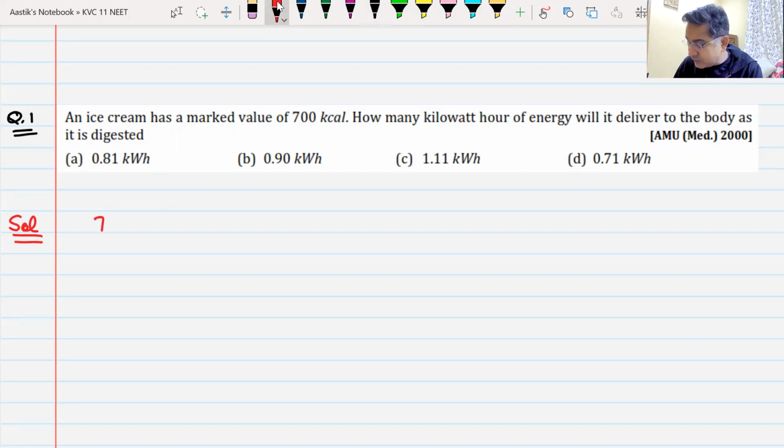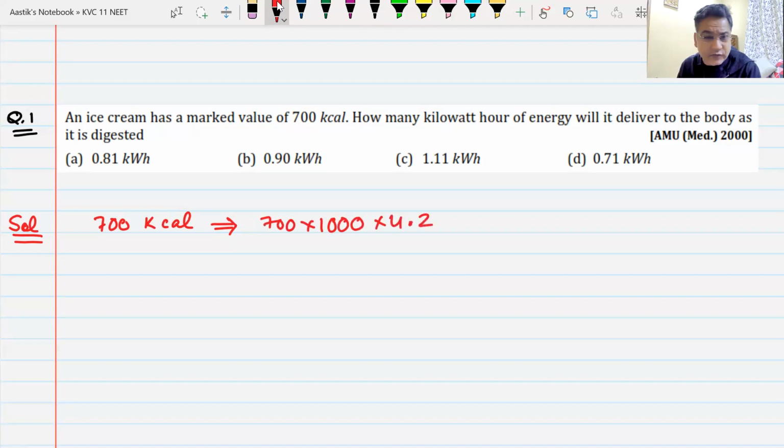So you can convert first of all 700 kilocalorie into joules. How you can convert it into joules? So 700 multiplied by 1000, that is 700 kilocalories. 1 calorie has 4.2 joules of energy. So this is multiplied by 4.2. And then you know the conversion between kilowatt hour and joules. 1 kilowatt hour is 3.6 into 10 raised to the power 6. I had given you the number. So this many joules are there.